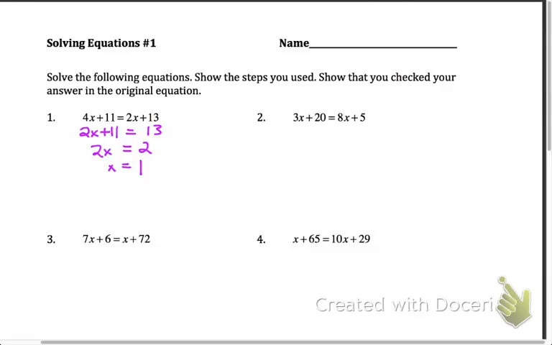And then I just check to see if this is correct. I'll see if 4 times 1 plus 11, is that really the same thing as 2 times 1 plus 13? And so 4 times 1 plus 11 is 15. And then 2 times 1 plus 13 is also 15 on this side, so yes, it's equal. So that looks like the correct answer.